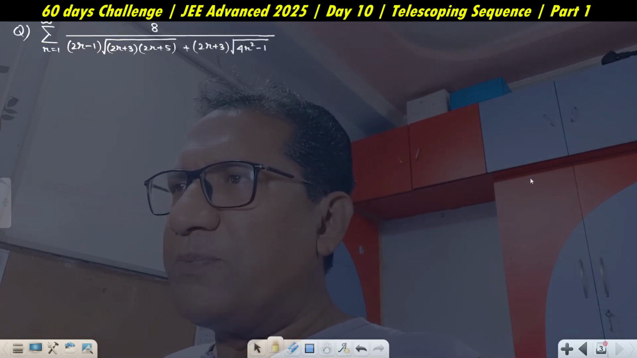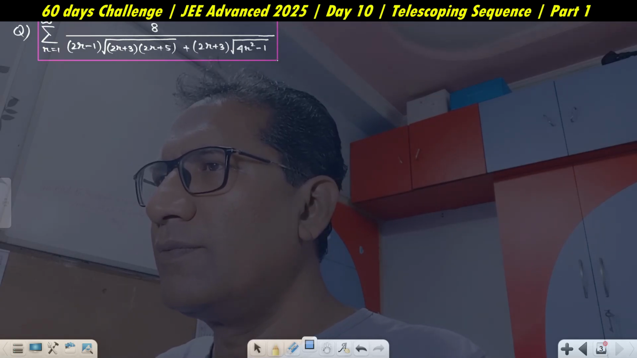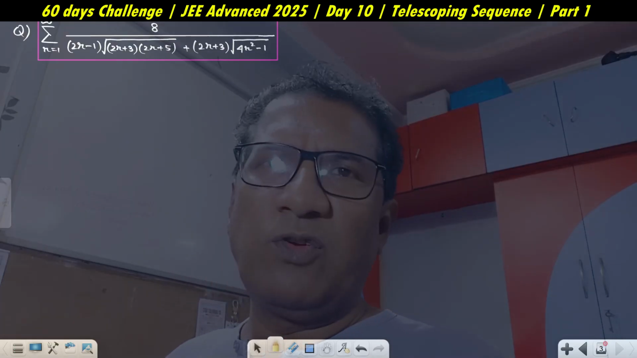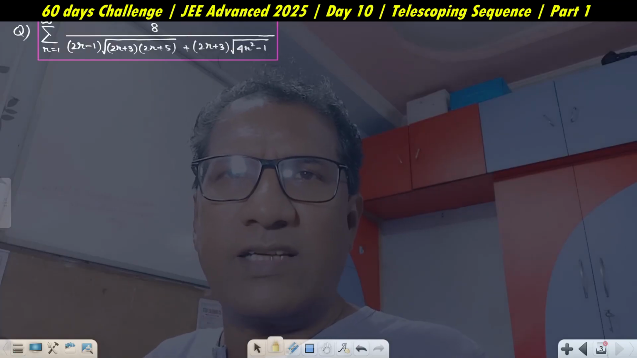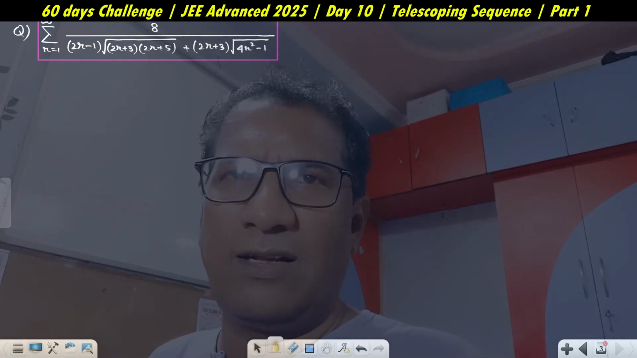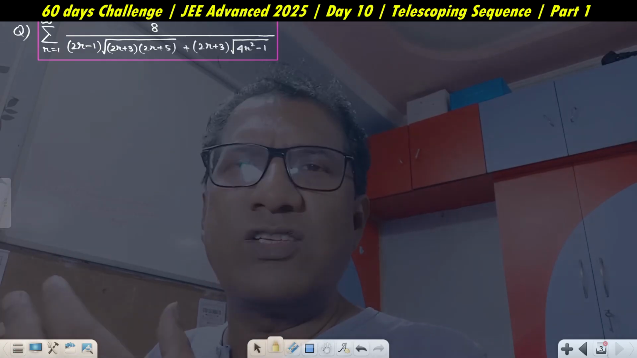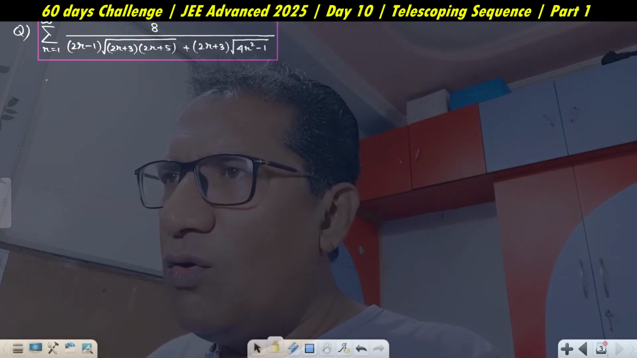So this question. In this question, we have been given this thing. Now we have to find out the sum. Easily we can understand that this kind of problem can only be handled by the telescopic method. Otherwise you cannot find its sum, because this is not a normal sequence. Okay, so what to do with this?